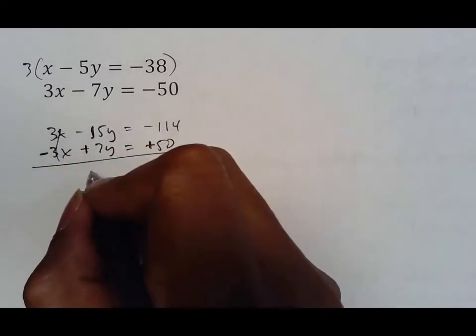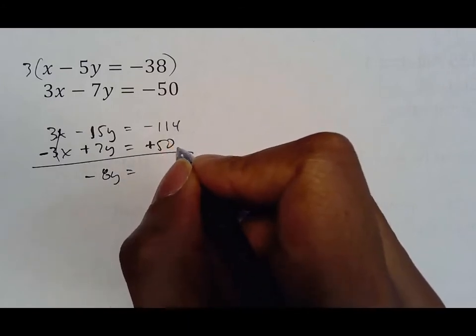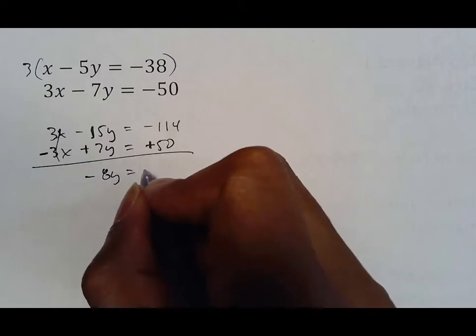This goes away. This makes negative 8y. This makes, I don't know, 64.